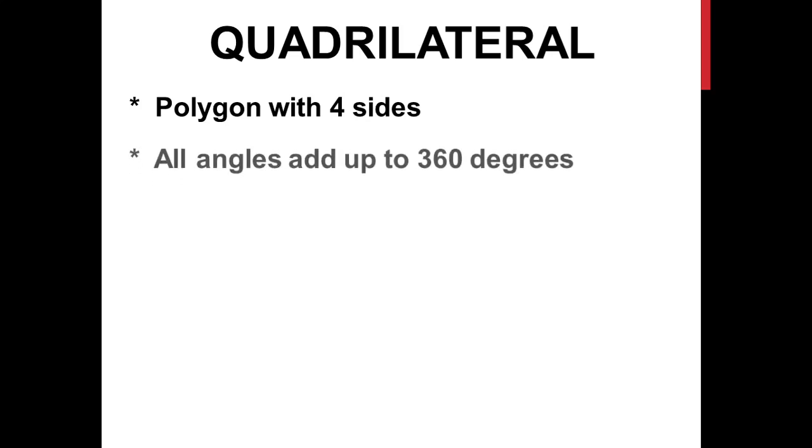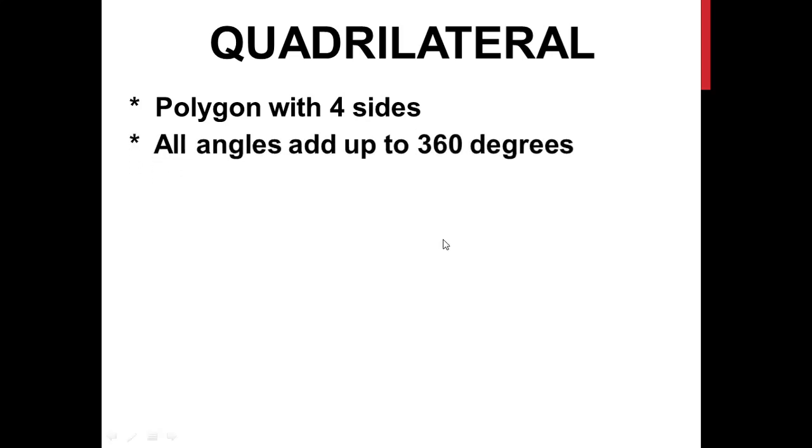Now before we start, let's talk about quadrilaterals because our topic for today involves quadrilaterals. Now what do we know about quadrilaterals? A quadrilateral is a polygon with four sides. And if it has four sides, therefore all angles add up to 360 degrees.